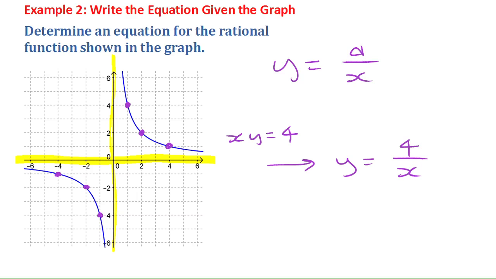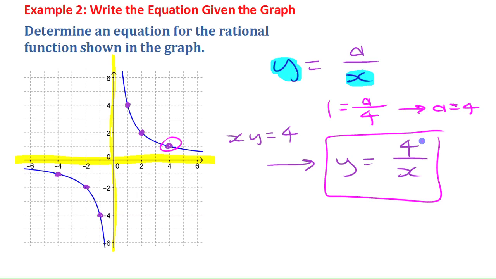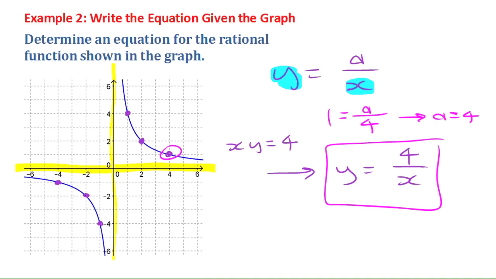All right. The second thing you could do, if you didn't recognize that, is you could take one single point, say (4, 1), and substitute it in and then see what a value you get here. So if we substituted our point in here, 4 for x and 1 for y, we'd have a over 4 equals 1, or in other words, a equals 4. So we'd find our a value that way. Either way you do it, you come up with the fact that that equation is y equals 4 over x. All right, another basic rational function. So that's a lot of information to digest there about working with rational functions.